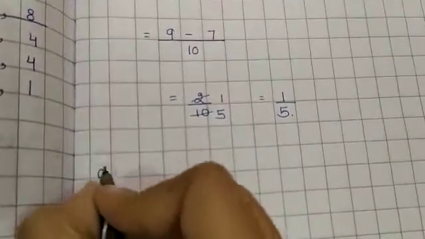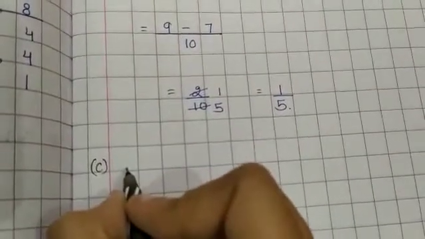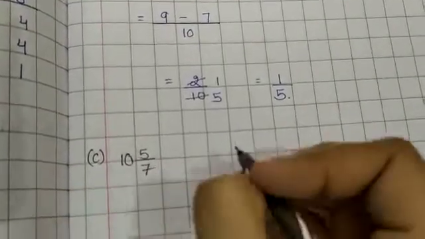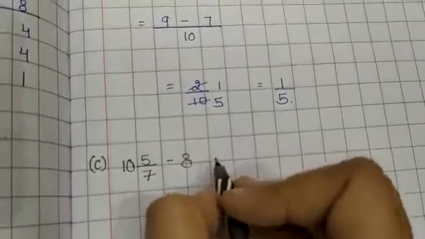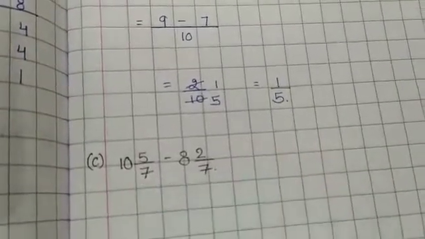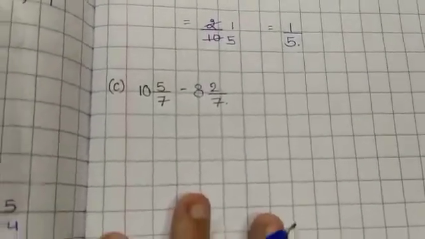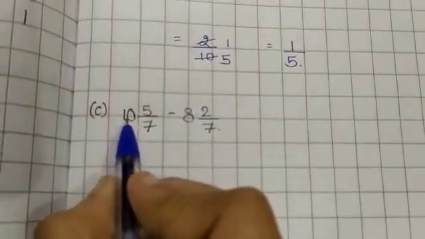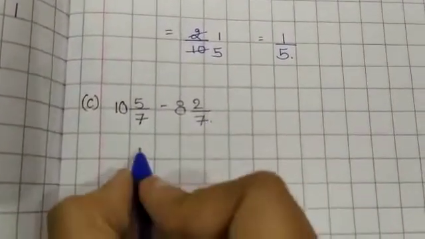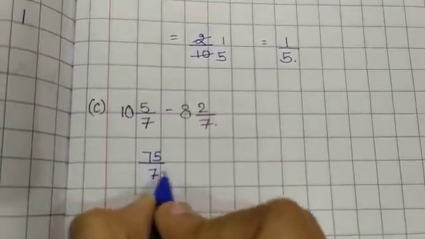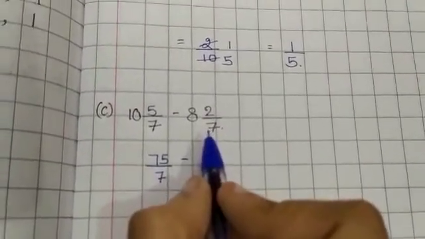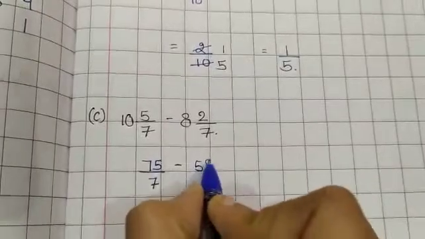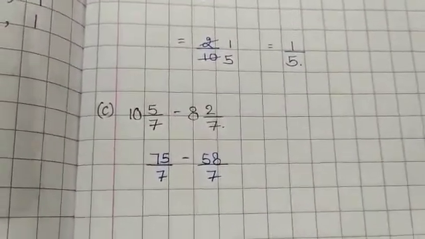Now copy down part C. 10 5 upon 7 minus 8 2 upon 7. This is in mixed fraction, so firstly we'll change it. 7 tens are 70, 70 plus 5, 75. So 75 upon 7 minus 7 eights are 56, 56 plus 2, 58. So 58 upon 7.